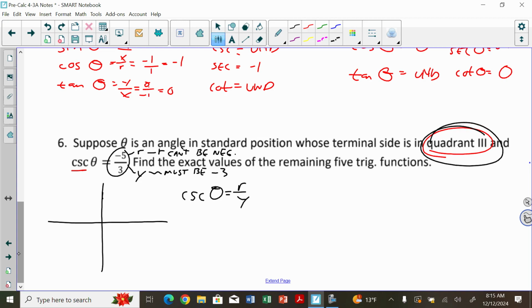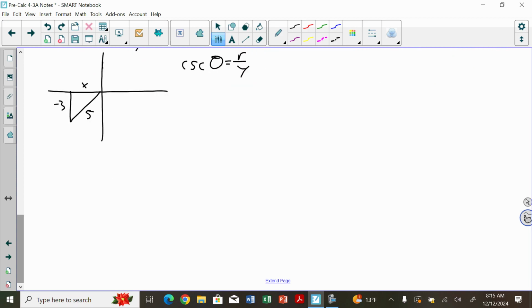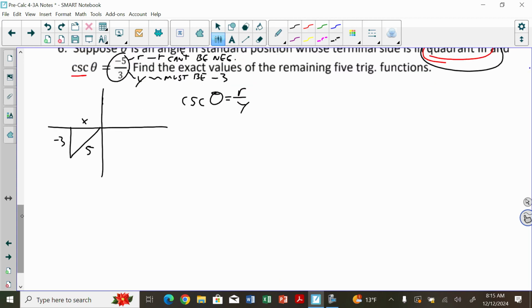Okay, that puts us here, especially because we know we're in quadrant 3. That's going to give us an r value here of 5. So this would be my negative 3 for y. This is my r value, which is going to be 5. And then I don't know my x value. But remember, I can figure that out by using the Pythagorean theorem. Negative 3 squared plus x squared, just to make sure we're doing it the correct way.